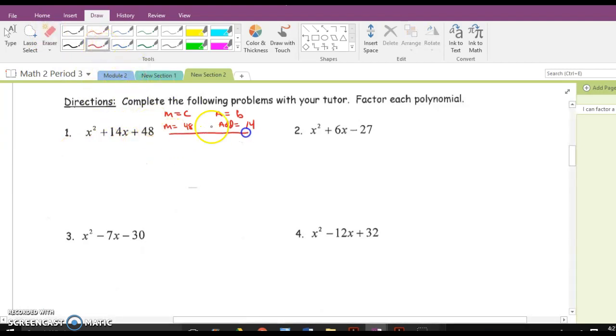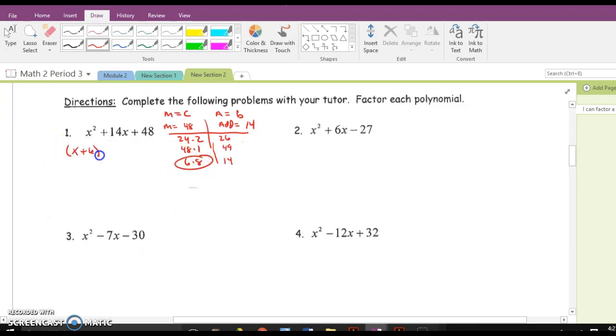We can think of all these numbers that multiply to give you 48. You have 24 and 2, you have 48 and 1, 6 and 8. Which set of factors add up to 14? Well, that adds up to 26, it adds up to 49, this adds up to 14. So right away, it's these factors.